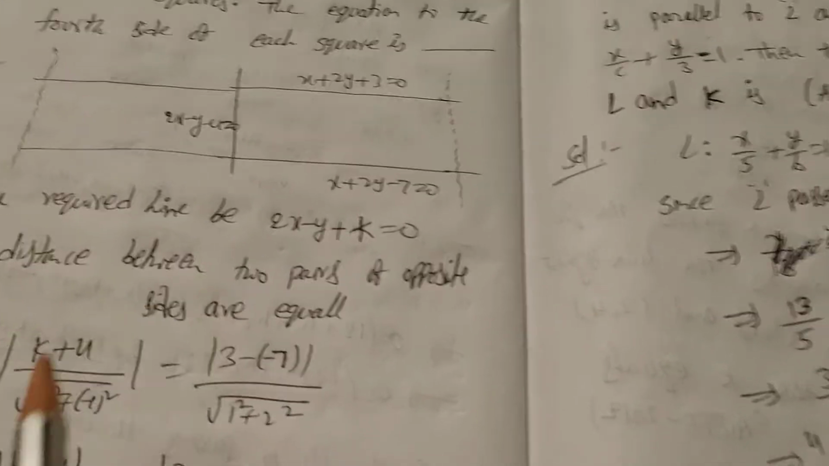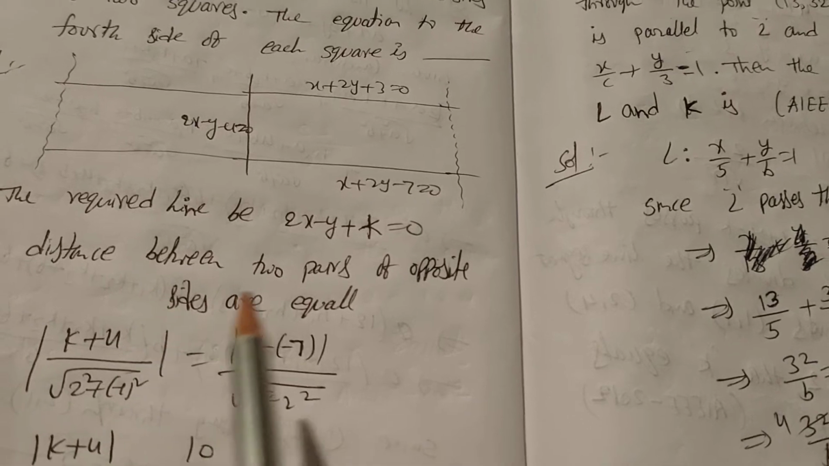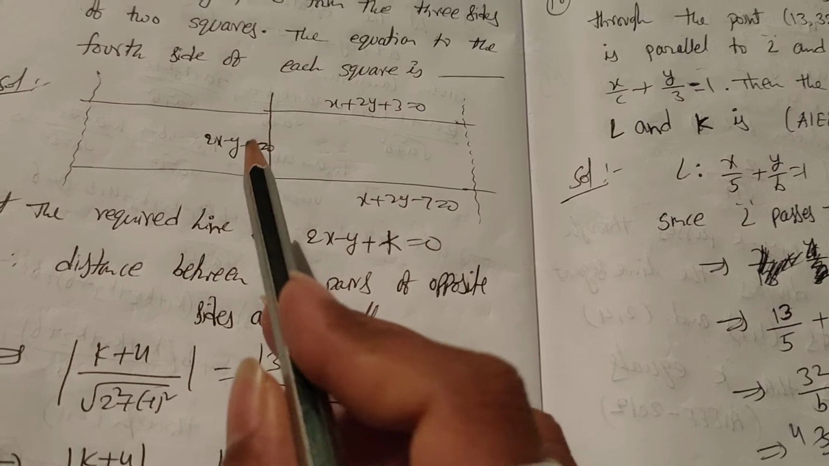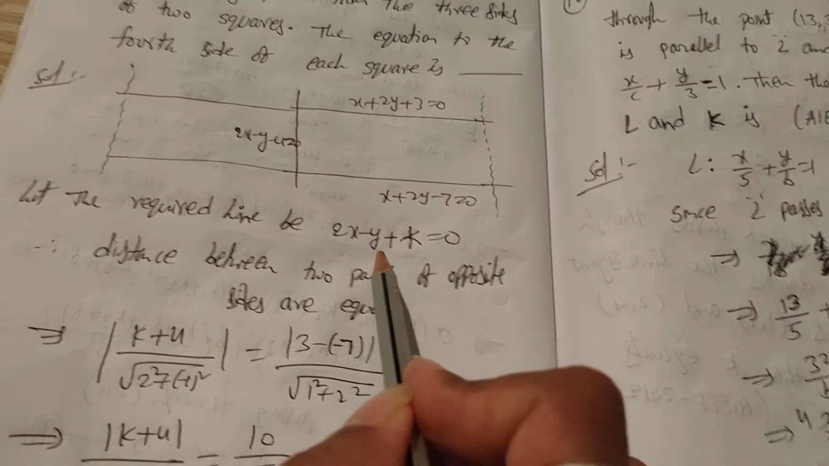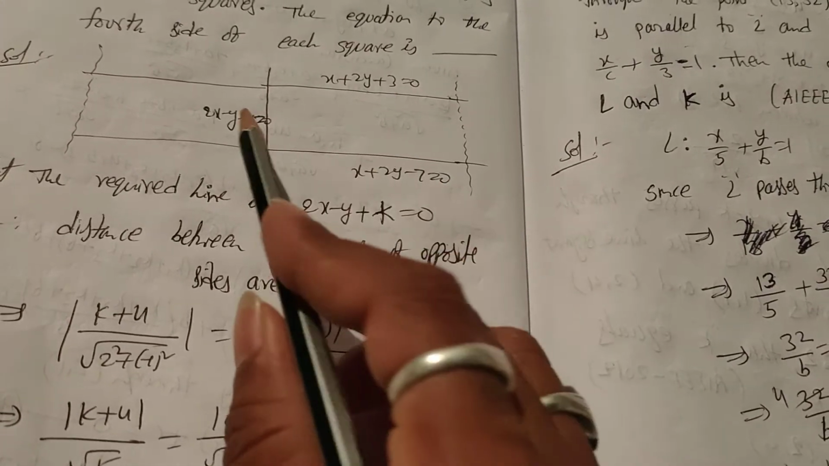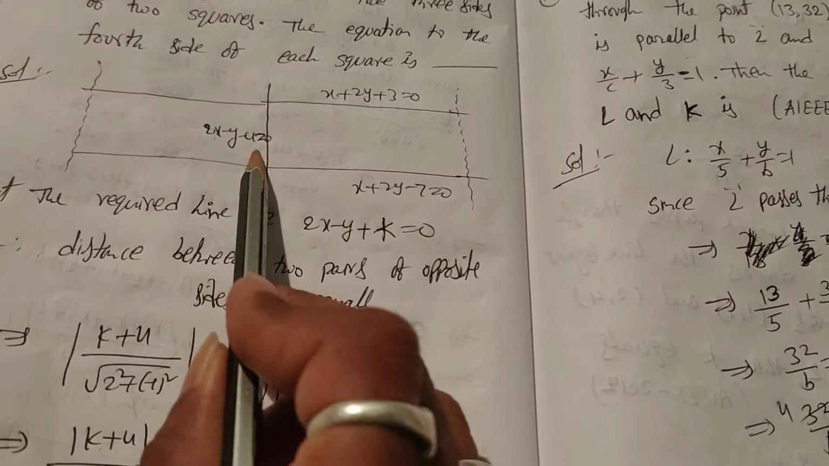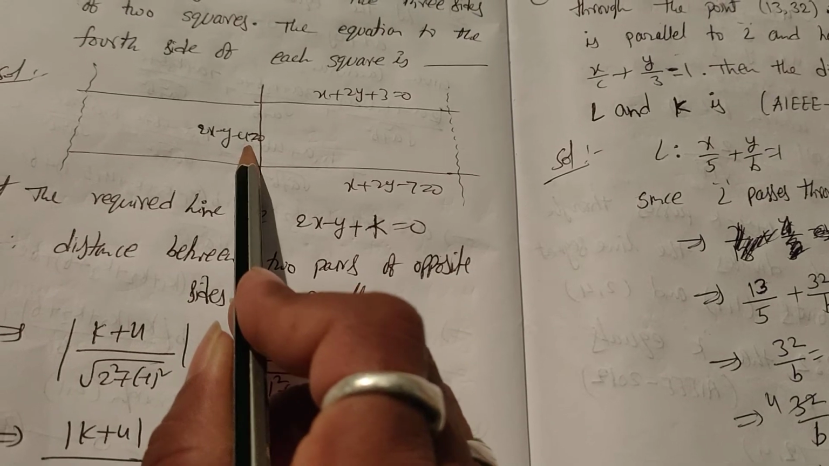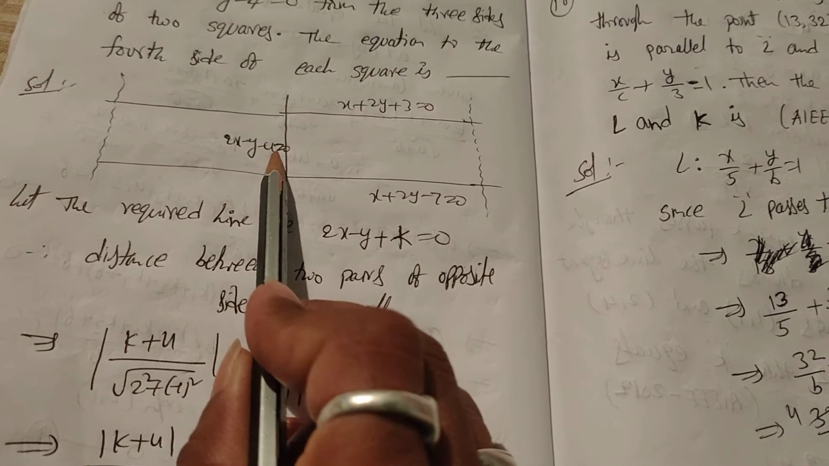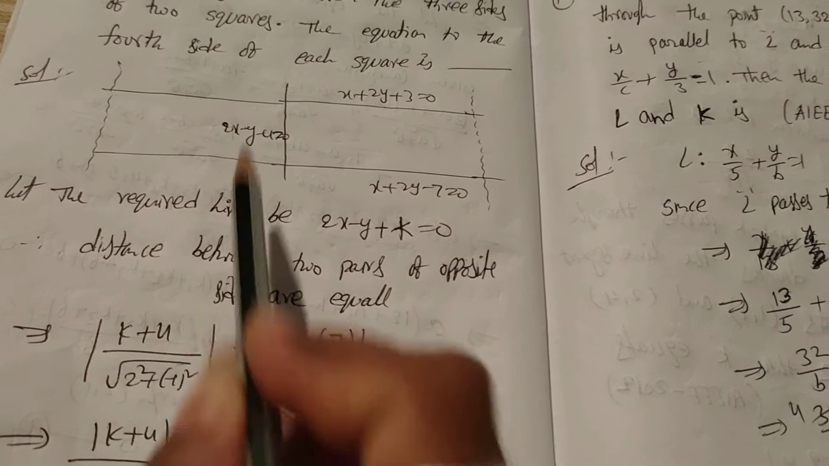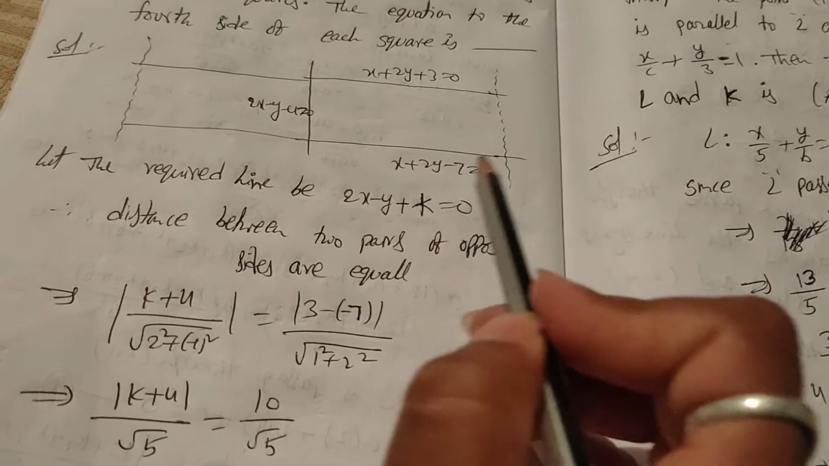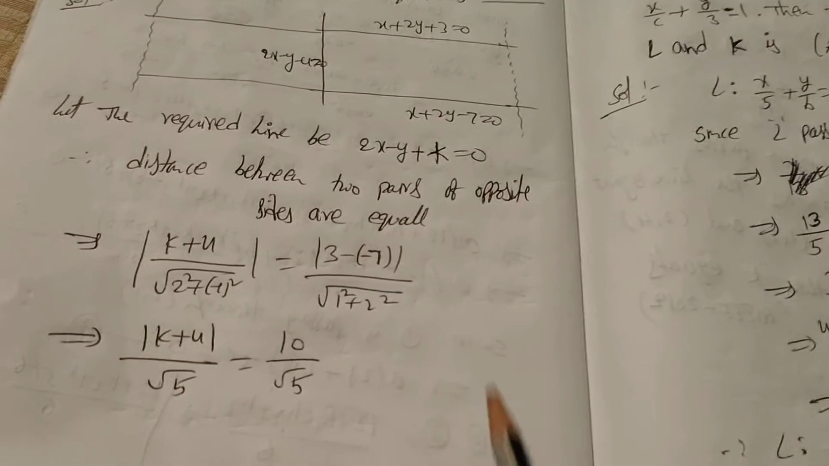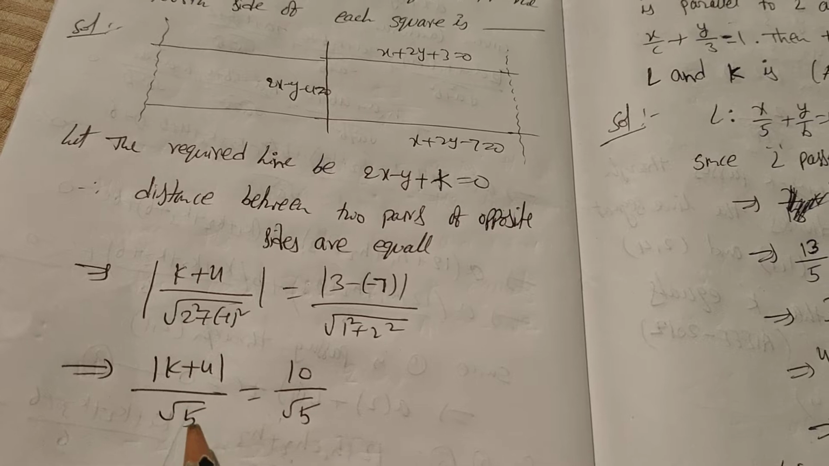Okay, now come to the point. See here, the distance between two pairs of opposite sides are equal means the perpendicular distance between these two parallel lines and the perpendicular distance between these two parallel lines are equal. So the distance between these two parallel lines, sorry, this one and this one, is nothing but modulus of c1 minus c2 by root over a square plus b square, that is, k minus of minus 4. So modulus of k minus of minus 4 by root over 2 square plus minus 1 whole square is equal to modulus of 3 minus of minus 7 by root over 1 square plus 2 square. So this becomes modulus of k plus 4 by root 5.